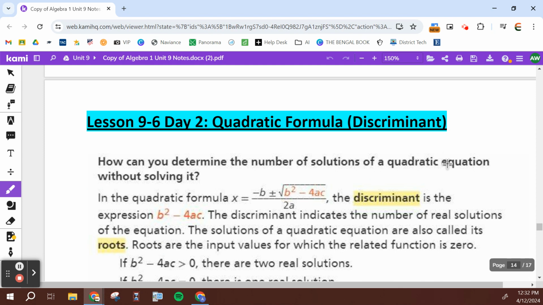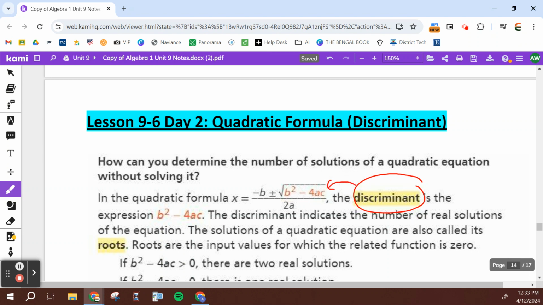For today, I said on Friday, we're not doing anything new today, really. We're just looking specifically at that part we call the discriminant. So the discriminant is the part that's underneath the radical.